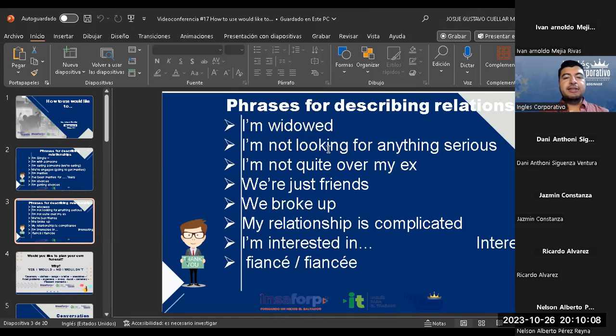I'm not looking for anything serious. Cuando no se busca algo serio. I'm not quite over my ex. En el caso que no se ha superado a ese gran amor. La otra es, we're just friends. Solo somos amigos. We broke up. Cortamos, terminamos. My relationship is complicated. ¿Verdad? Mi relación es complicada. O I'm interested in. Estoy interesado en, estoy interesada en. Y la última, fiancé, es ya el prometido o prometida.